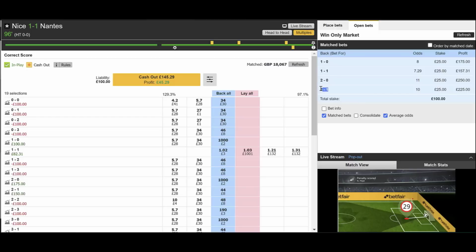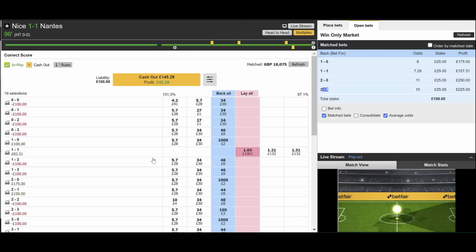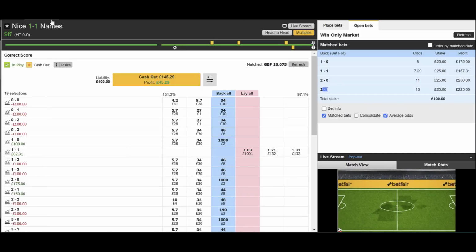Okay, but never great having to win a trade with a last-minute goal. You'd much rather be in more control of it. But anyway, we're out and we've got a profit on this one. This is pretty much the final whistle. Just about to go in this one. As you can see, 1.03 to lay on this scoreline. So this is all done. Nice 1, Nantes 1, final score.